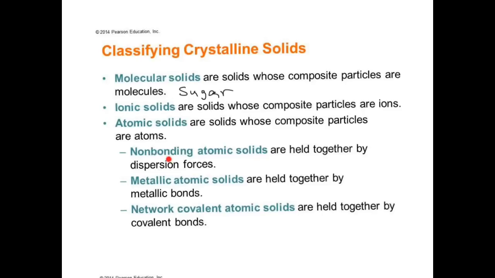We have these examples here. Metallic, well, we just dealt with one, aluminum. Network, diamonds would be a network covalent solid. Okay, and so that's kind of the different types of solids.